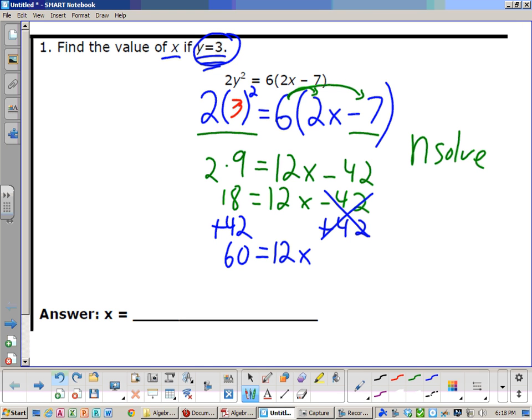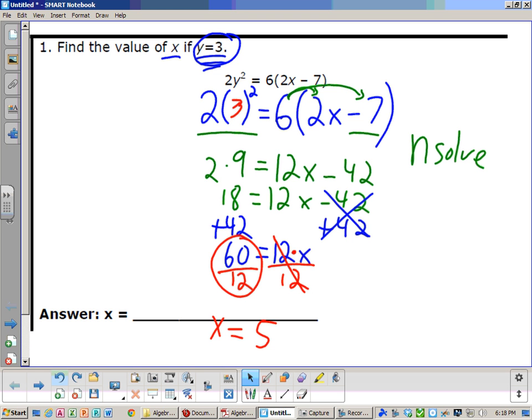All right, last step. Divide by 12, because that's 12 times x. You got to do the opposite of multiplication, which is divide. That will cancel. And you'll get that x is equal to 60 divided by 12, which is 5. All right, x equals 5.